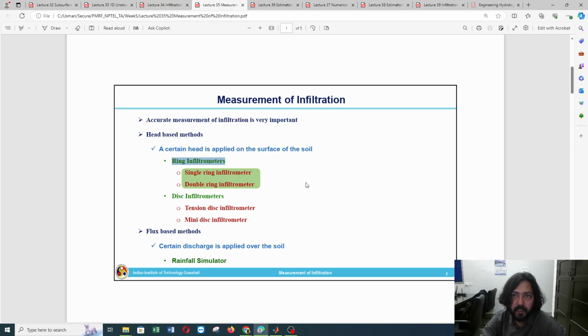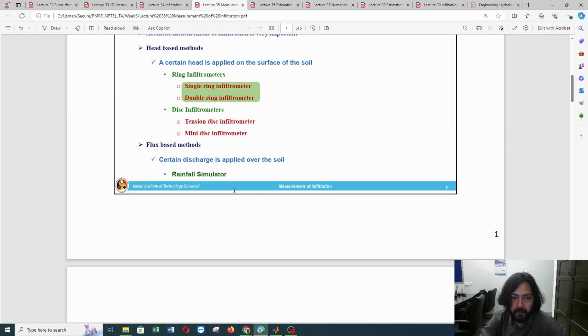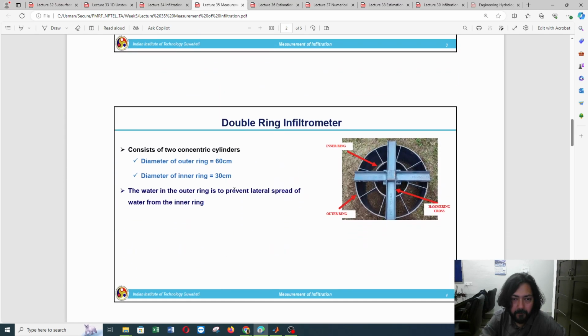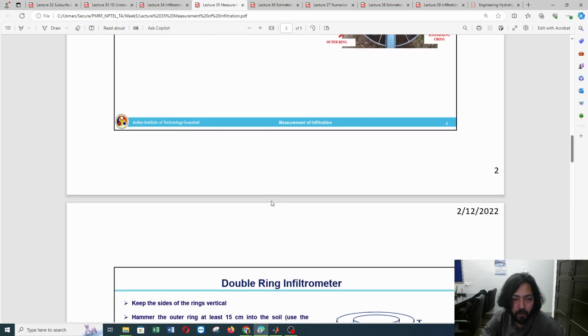We just need to measure the time and amount of water that is infiltrating from a certain level to a certain level. The only thing is that single ring consists of only one ring. In the double ring there are two different setups, one is called the inner ring and another is called the outer ring. If you use a double ring infiltrometer, it will give a good idea about infiltration, as it prevents the lateral spread of water from our soil, right? So it will give a more accurate result in comparison to the single ring infiltrometer.